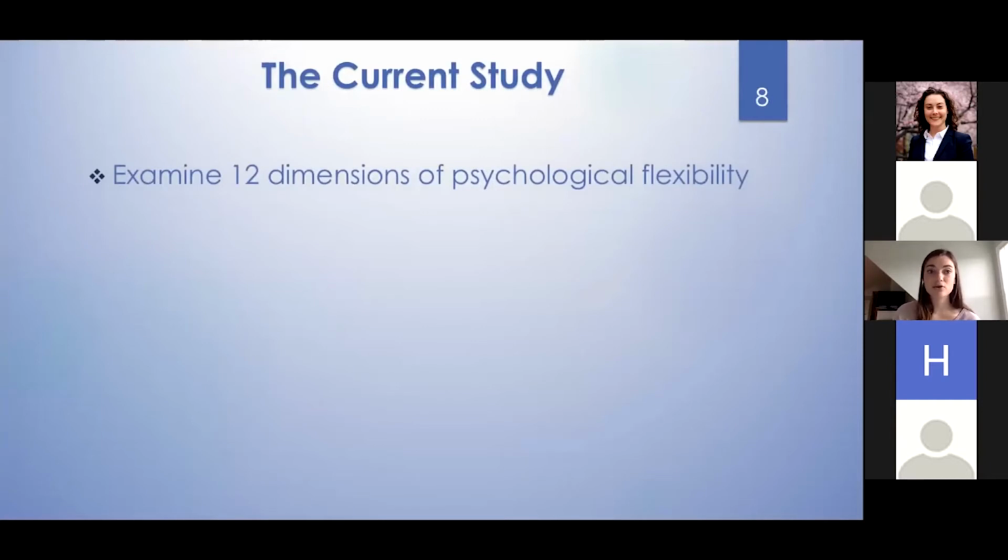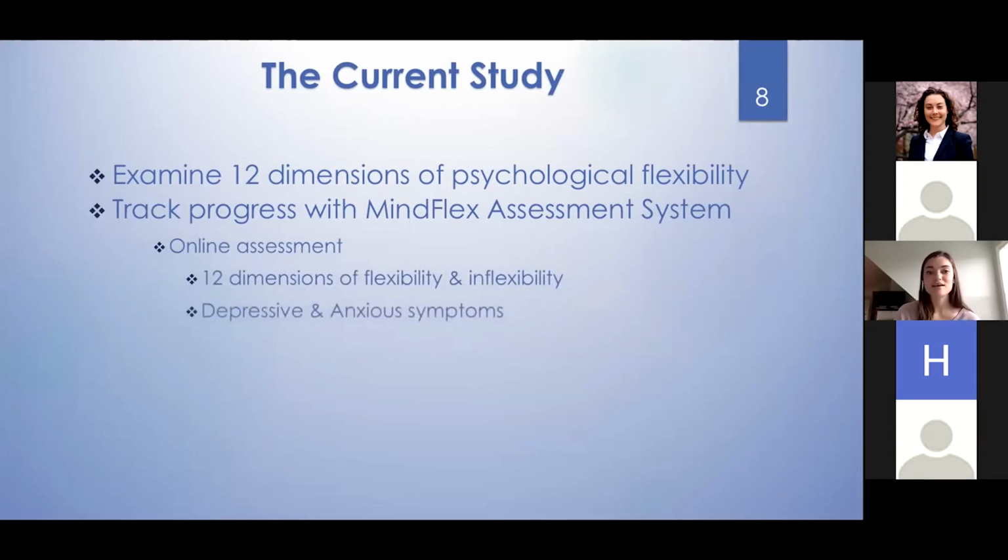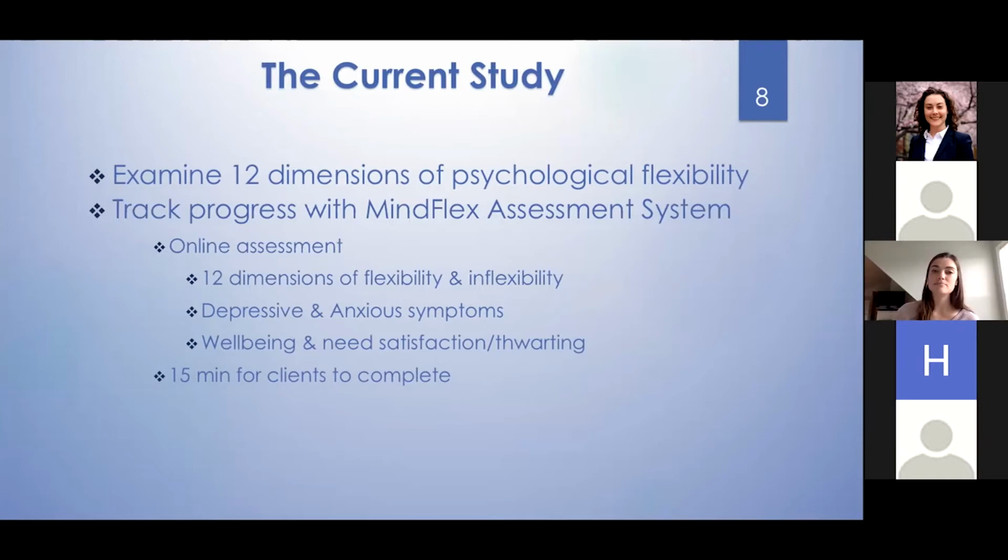So the current study examined all 12 dimensions of psychological flexibility, and we did this by tracking progress with the MindFlex assessment system, which is an online assessment. It obviously assesses all 12 dimensions, as well as outcome measures like depressive and anxious symptoms and well-being and need satisfaction. And this online assessment takes about 15 minutes for the clients to complete, and it's done ideally at the baseline of treatment or before treatment begins, and then 2 months post-treatment.